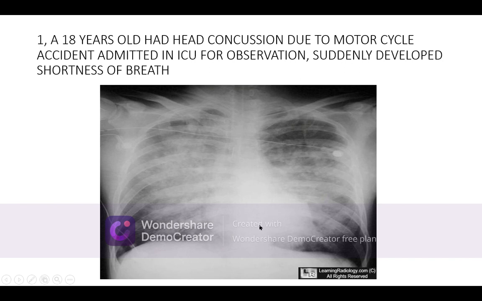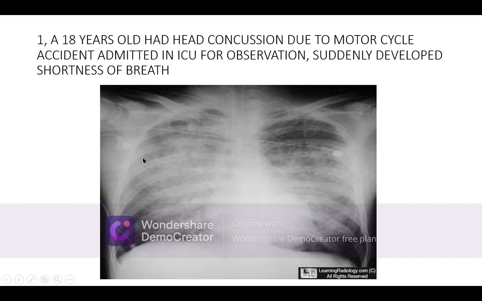Now this is the haziness. It is a non-homogeneous type of opacities, bilaterally present in both hemithoraces. The cardiac silhouette is normal, no abnormality is seen. In comparison with this, it means that the heart is normal.